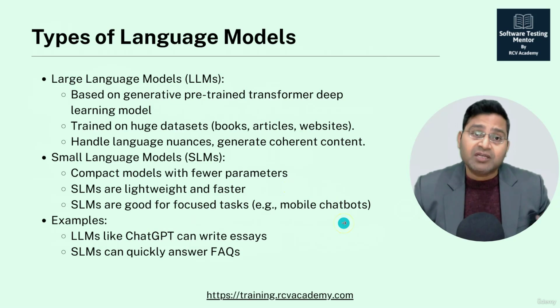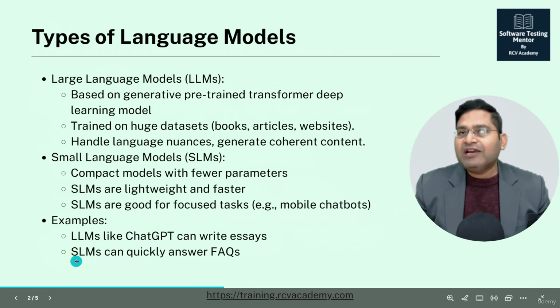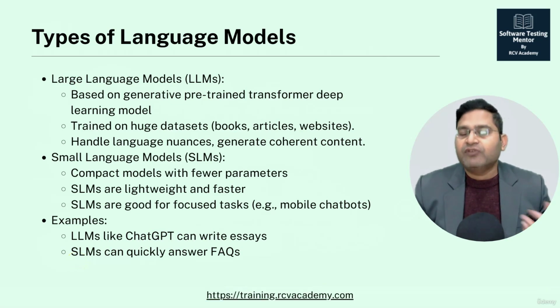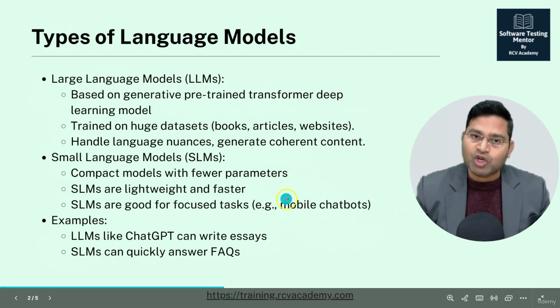Chatbots are a really good example of using a small language model. You don't need LLMs, because LLMs require a lot of energy and a lot of hardware and software to run those models. So in that case, SLMs are helpful. As examples, LLMs are like ChatGPT, any GPT model that you see, and models from other companies, for example, Gemini and Claude. All of those are large language models. A small language model can quickly answer, for example, FAQs or chatbots. All of those are small language models.